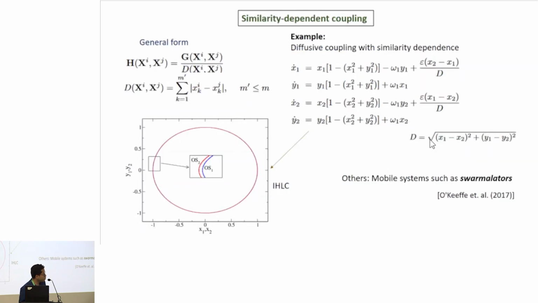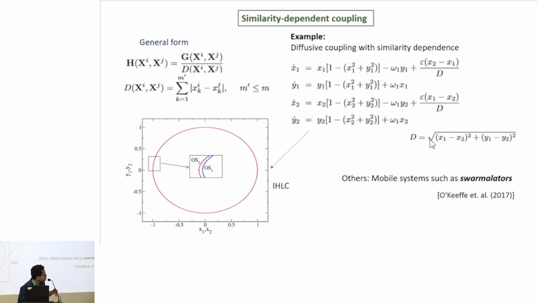So now we introduce a similarity dependent term into the coupling scheme, which is 1 by D. D is something which grows smaller when the variables of the systems are similar. This is very prevalent in physics. In general, in gravitational interaction, we have inverse square dependence, which is also a similarity dependent term. In a similar way, we introduce a term 1 by D, which grows when the system's variables are similar.